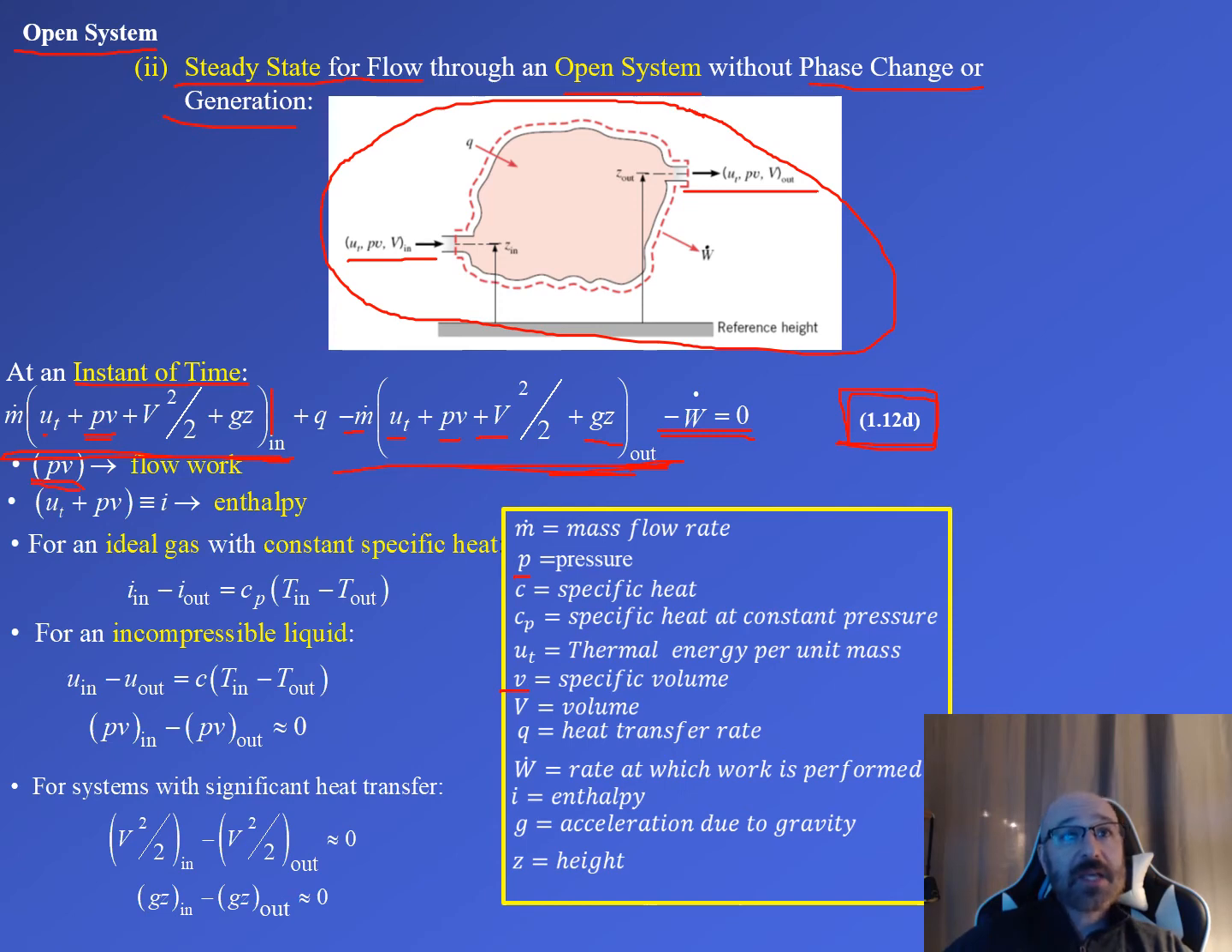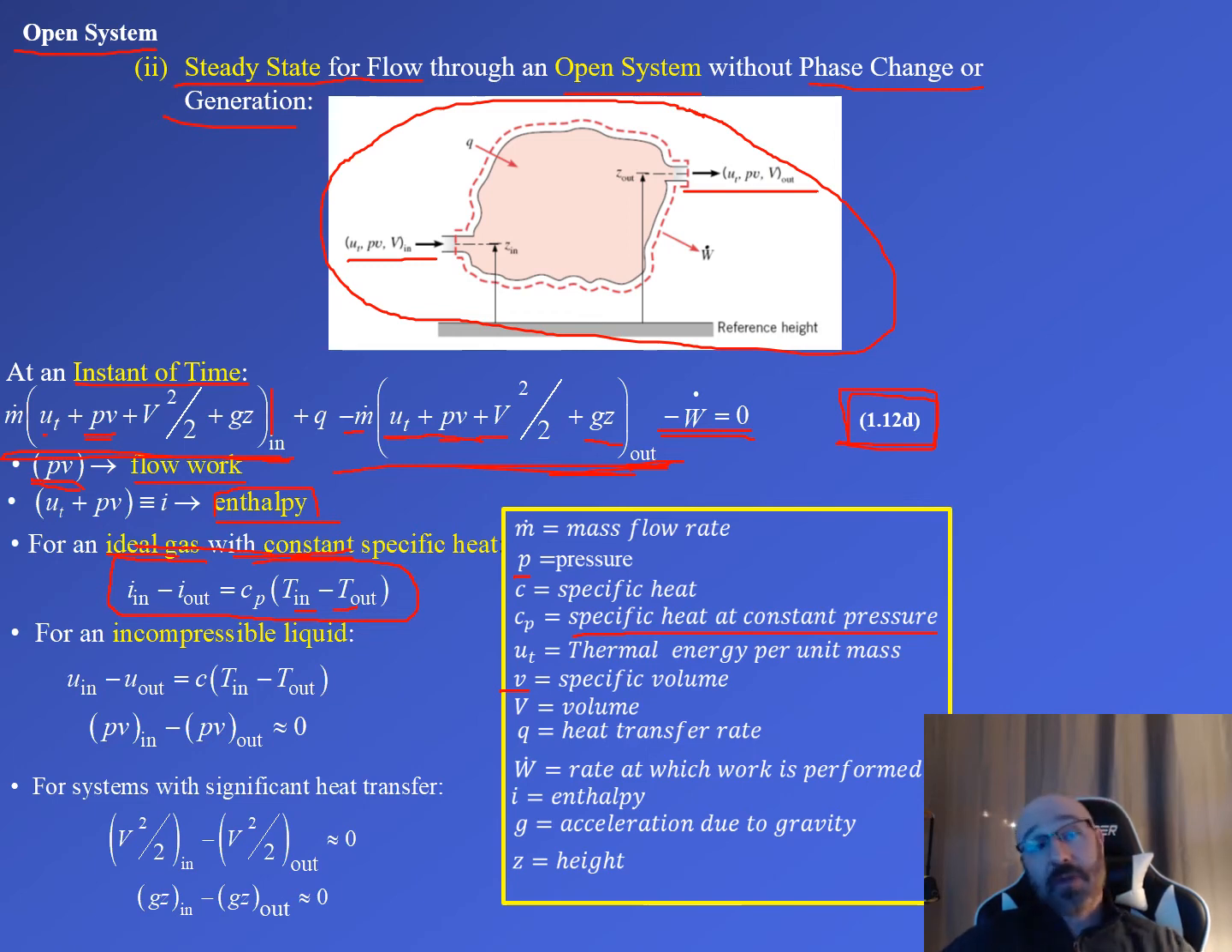So our PV is known as our flow work right there. And then we have our enthalpy term right here, which is our U plus our PV. So there's our enthalpy term right there. For an ideal gas with a constant specific heat, we have the following relationship that we can use to plug in right here. E in minus E out is equal to C sub P, where C sub P is the specific heat at a constant pressure. So again, it told us it was a constant pressure because we're dealing with an ideal gas, times T in minus T out, which are our temperatures.